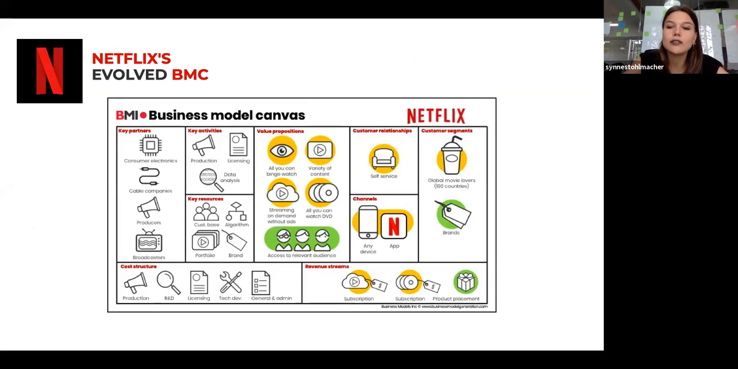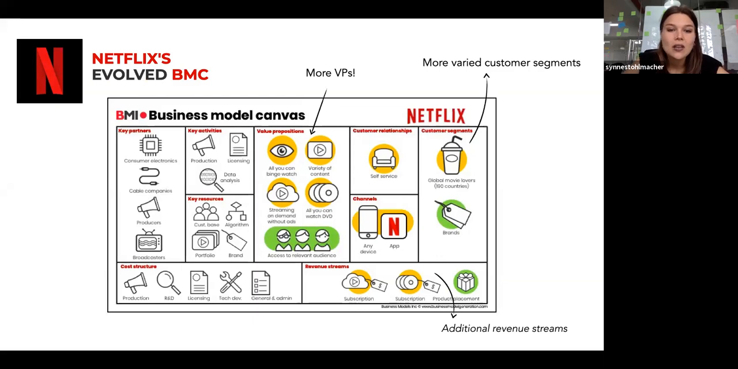Let's look at the evolved business model canvas. So now we can see that they have more varied customer segments. They're global movie lovers, so across 190 different countries, and they're also working with quite a few different brands. You can see that the value proposition has changed completely. They have all you can binge watch. They have a variety of content. They have streaming and on demand without ads, and all you can watch DVD. And for brands, they get access to relevant audiences. The revenue streams is subscription, and product placement.